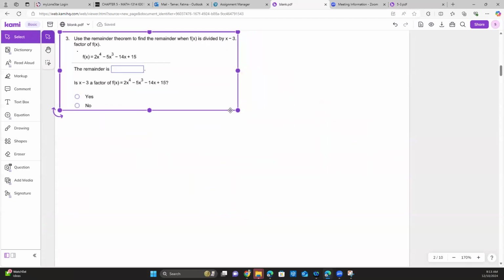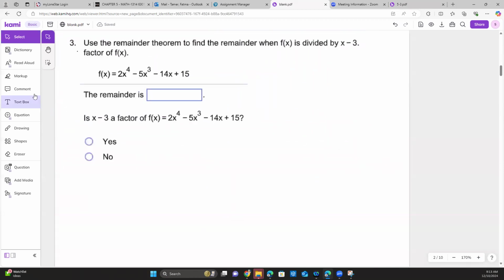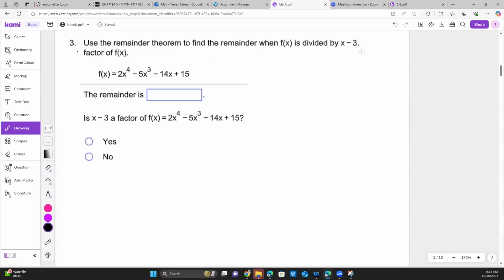For question 3, first, I want to decide what is the remainder when I divide this by x minus 3. Again, you can use the remainder theorem or you can use synthetic division, but because the homework specified the remainder theorem, I will just find the remainder by using the remainder theorem. So according to the remainder theorem, the remainder can be calculated by plugging 3 into the function.